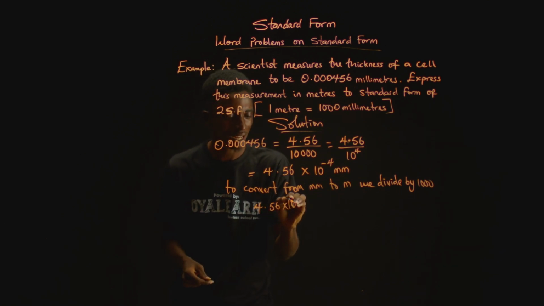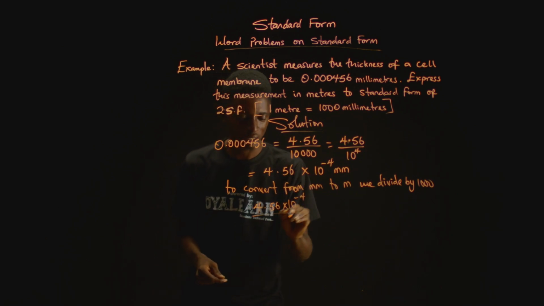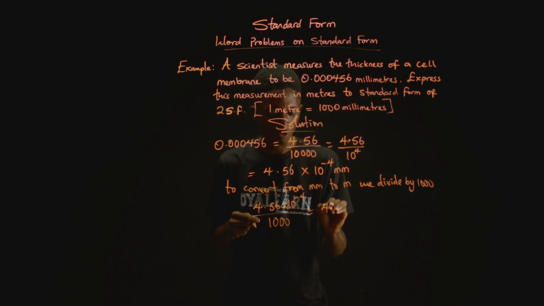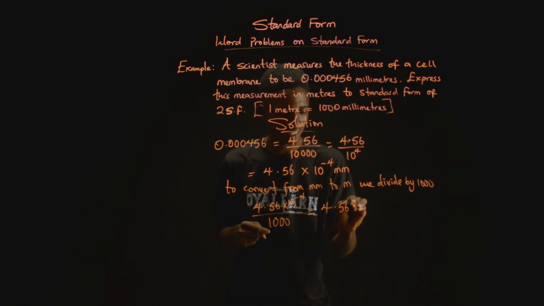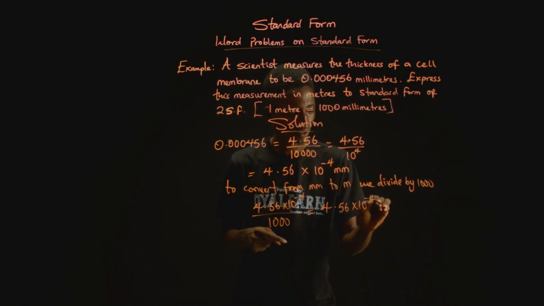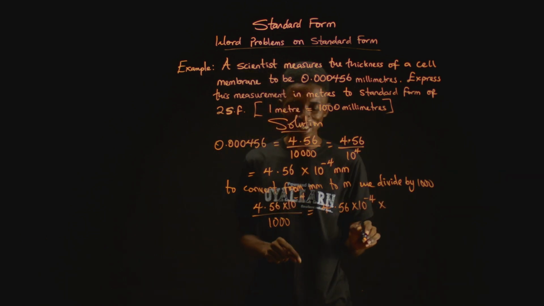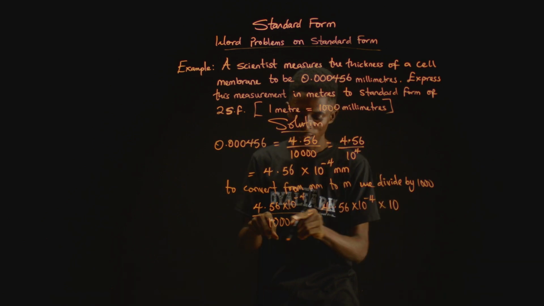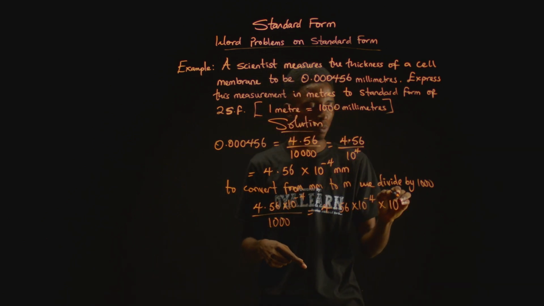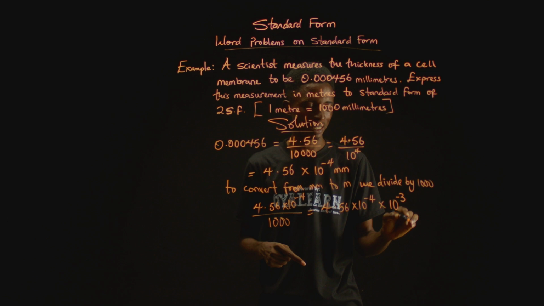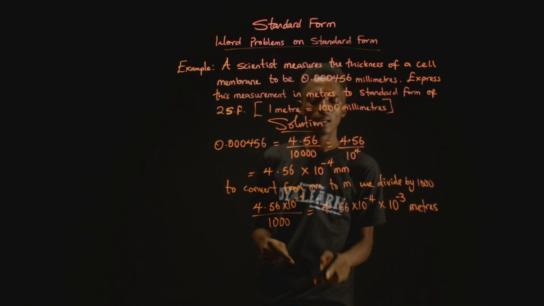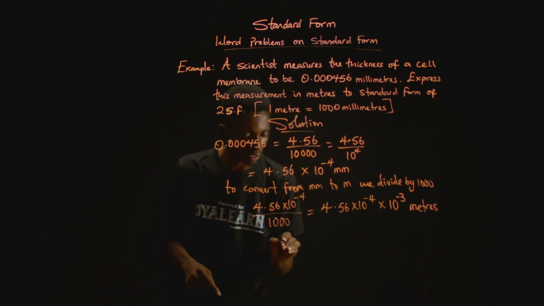So we will then have 4.56 times 10 raised to the power minus 4, all divided by 1,000. And that will mean we have 4.56 times 10 raised to the power minus 4 multiplied by, now this in index form, at the negative index form will be 10. Now you know this is raised to the power 3, so it will be minus 3. And this will be in meters.